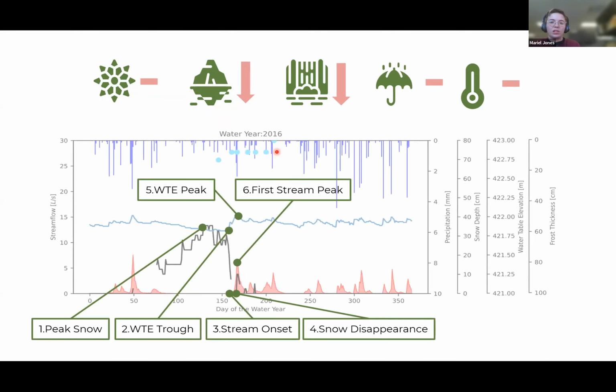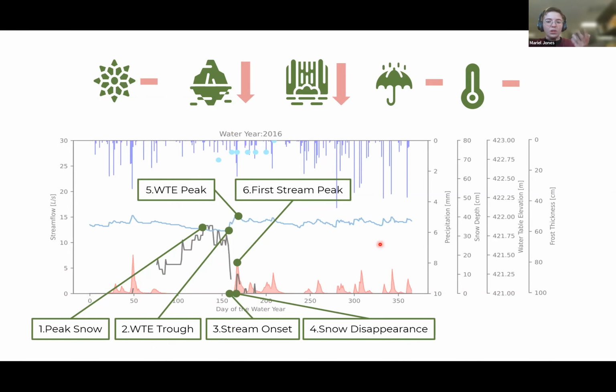To really look into this question, we utilized as much of the Marcell data as we could to try and determine the clear flow path that the water was taking from snowpack to stream. To do this, we added all of the data together and determined several dates of important hydrological events, like the date of peak snow, the date of the water table peaking, or the date that the streamflow onsets. You can see here those 6 indicators that we pulled out for our sample year of 2016. And you can see that in this year, they come in a certain order.